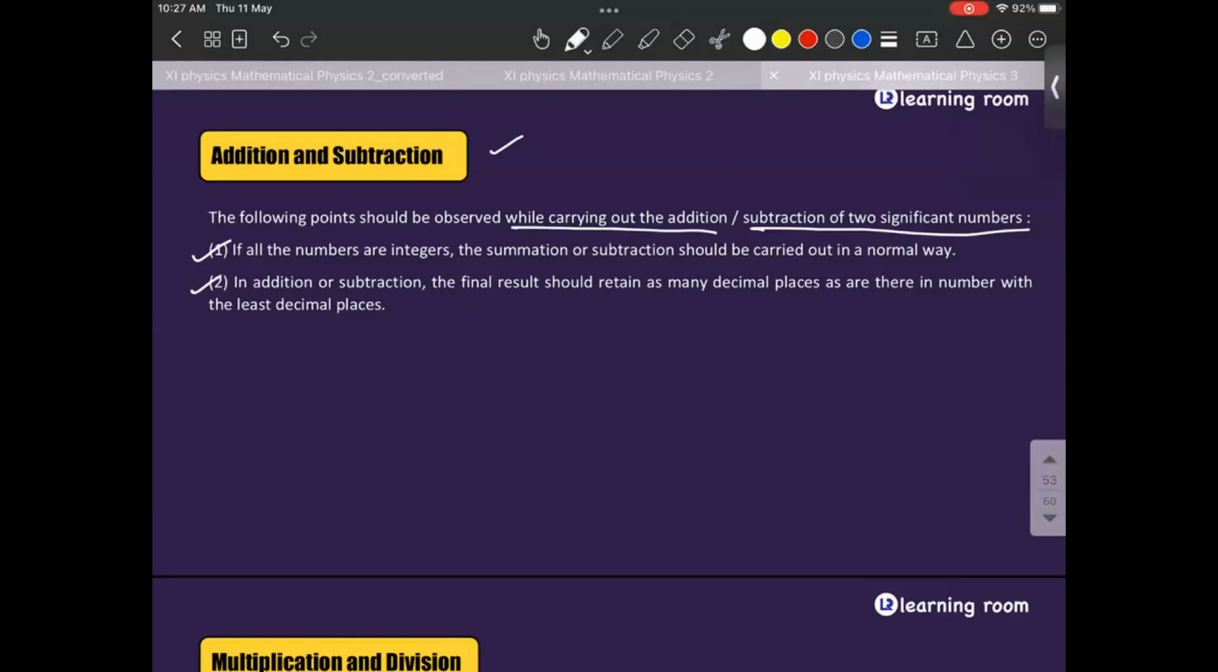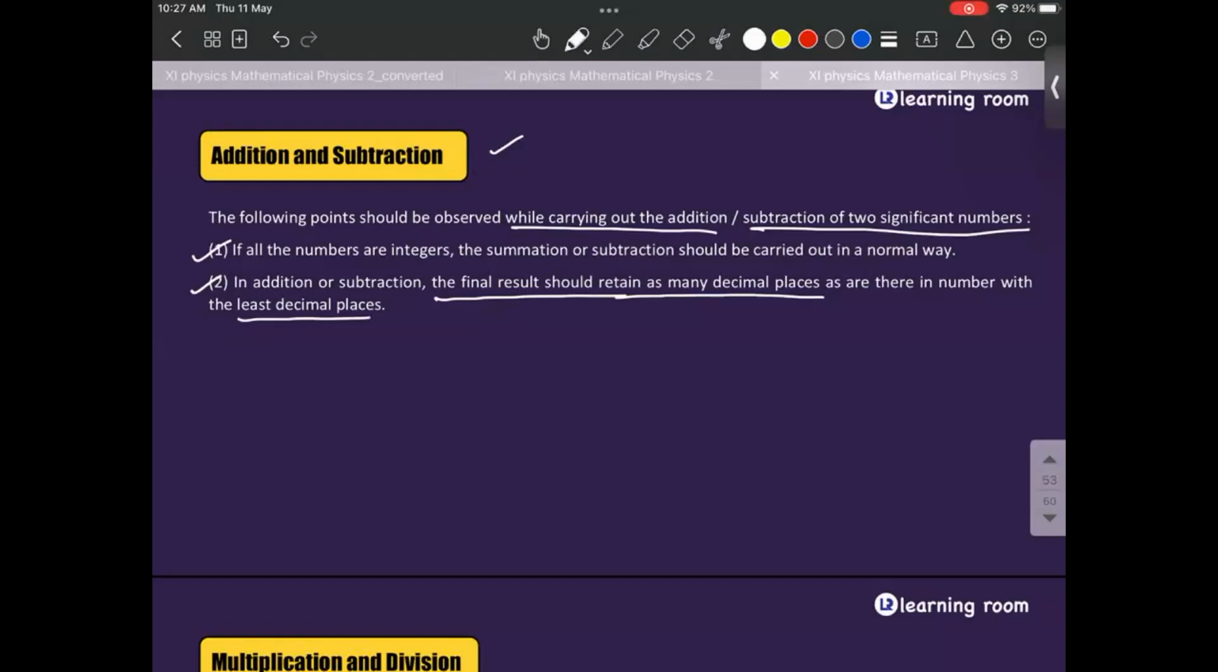So in addition or subtraction, when you're reporting the final result, the final result should retain as many decimal places as there are in the number with the least decimal places. I'll tell you the meaning of that. Okay, so let's take an example.